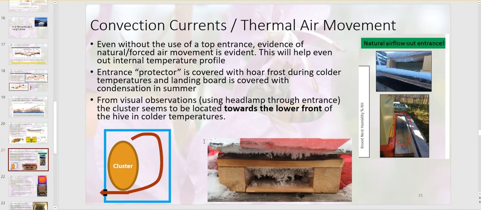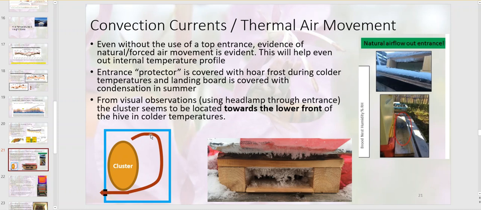Another visual check, knowing where the cluster is, observing the hoarfrost at the entrance on really cold days, you can almost deduce how the air is flowing through the hive. So the cluster was typically just above the entrance at the front of the hive.